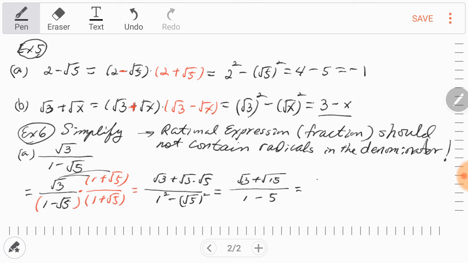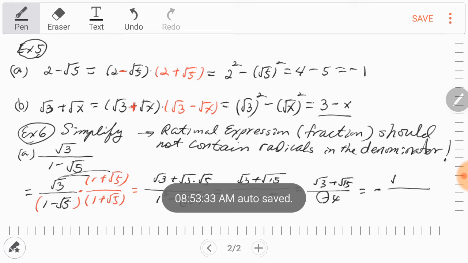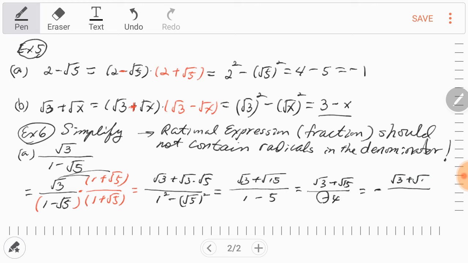So square root of 3 plus square root of 15 over negative, 1 minus 5 is negative 4. Since the denominator is negative 4, you can put the negative sign outside the fraction. So negative, here's a fraction bar, square root of 3 plus square root of 15 over 4. So make sure the negative sign went out.